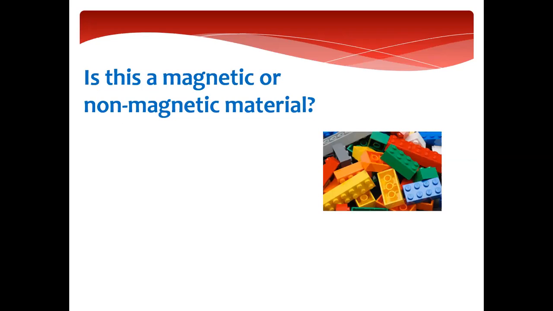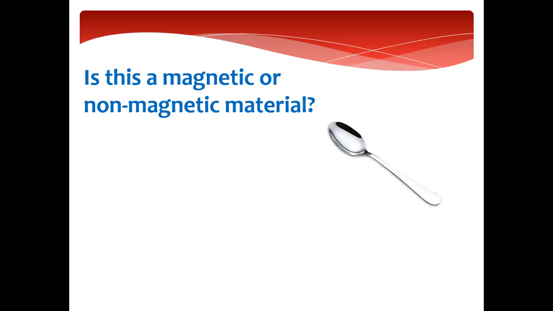Here are some plastic cubes. Plastic, is it magnetic or non-magnetic? Attracted or not attracted? Not attracted, so it will be non-magnetic. Here is a spoon. It's made of steel. It will be what? It will be magnetic.